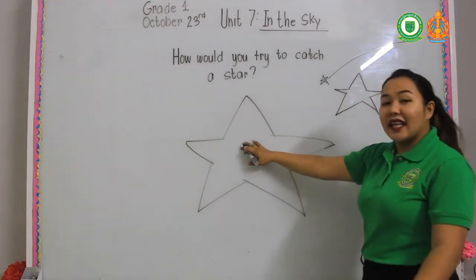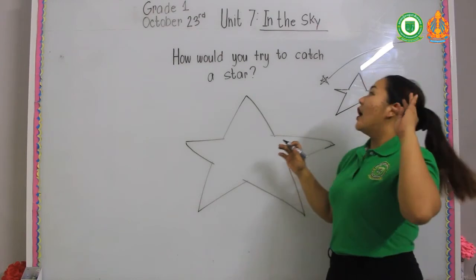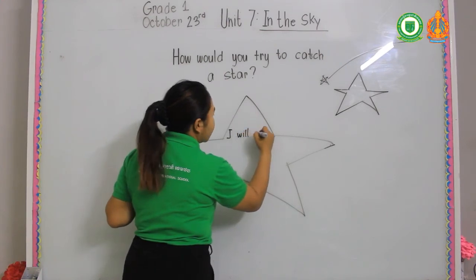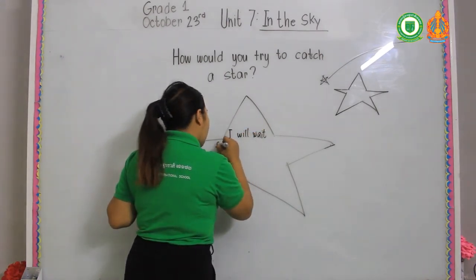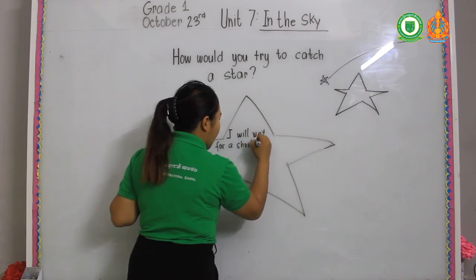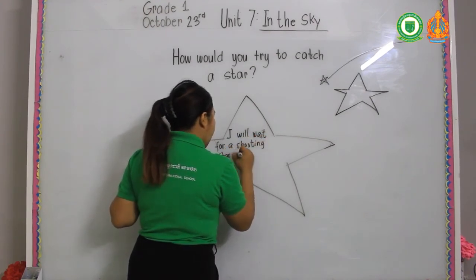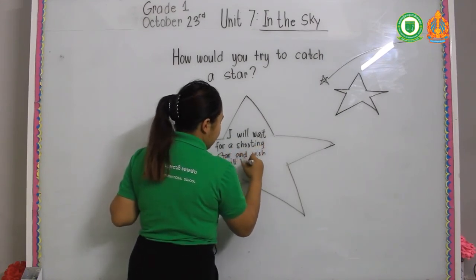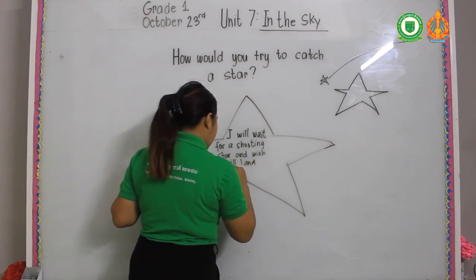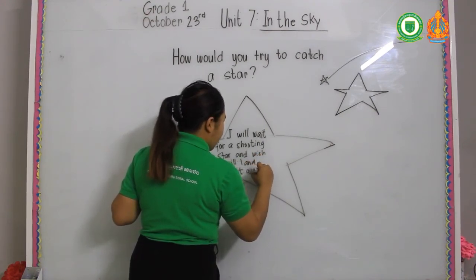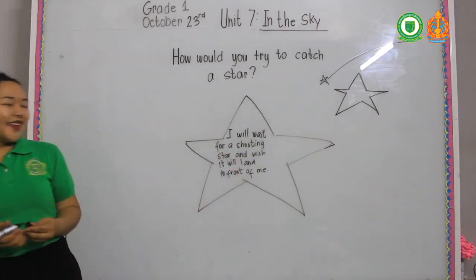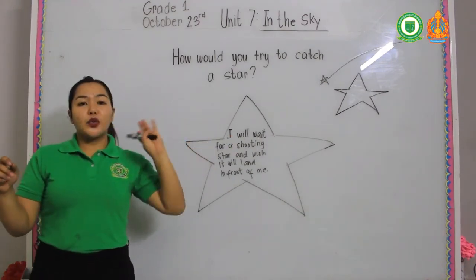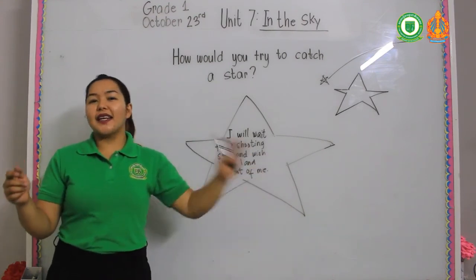Okay, so you will write in here your answer, okay? So how would you try to catch a star? So my answer is, I will wait for a shooting star and wish it will land in front of me, and then boom, I have a star. Okay, so very easy, kids. You only need one idea, but if you want to write 2 or 3 or 4 or 5 or 10, then you can do it.